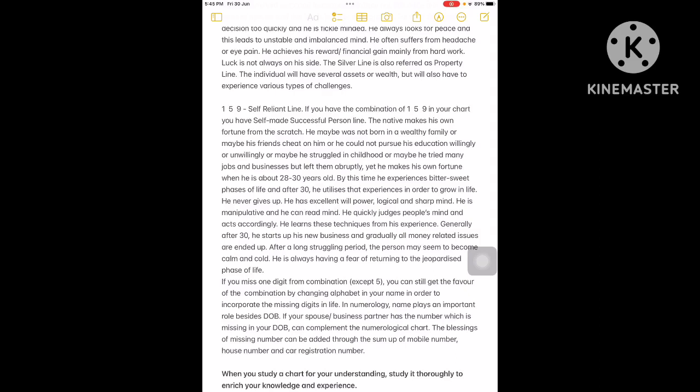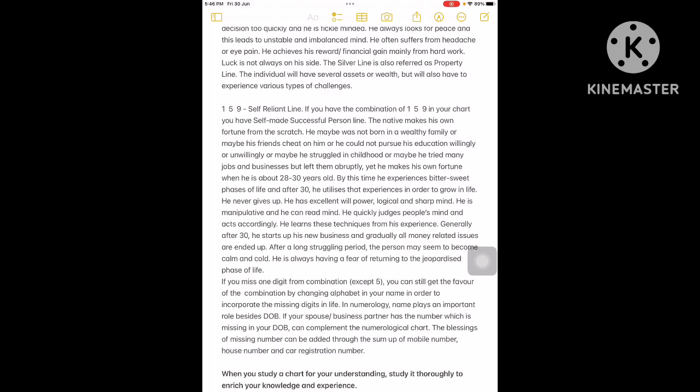He maybe was not born in a wealthy family, or maybe his friends cheated him, or he could not pursue his education willingly or unwillingly, or maybe he struggled in childhood, or maybe he tried many jobs and businesses but left them abruptly. Yet he makes his own fortune when he is about 28 to 30 years old. By this time he experiences bittersweet phases of life, and after 30, he utilizes those experiences in order to grow in life. He never gives up.